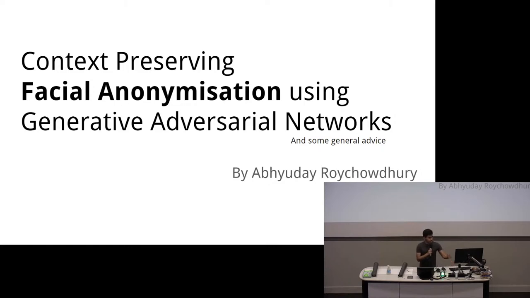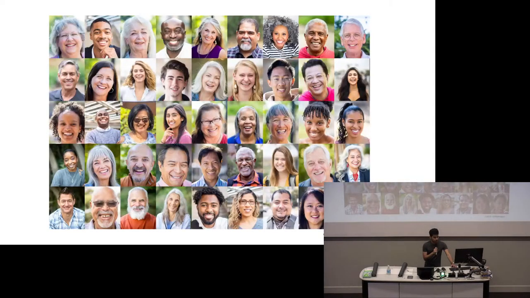So my title is Context Preserving Facial Anonymization Using Generative Adversarial Networks. I try to make it as complex as I can, just because I think it sounds cool. But essentially, all it is is an application of facial anonymization. So I don't know if that's completely intuitive, but I'll break it down and explain exactly what that big title means. So currently, in our society, humans have faces.